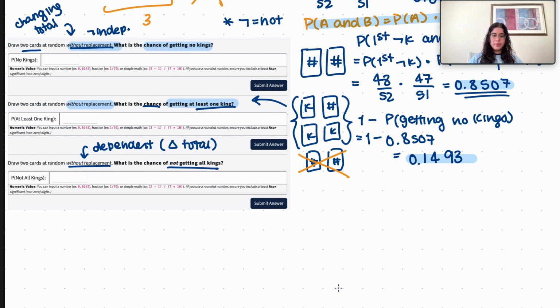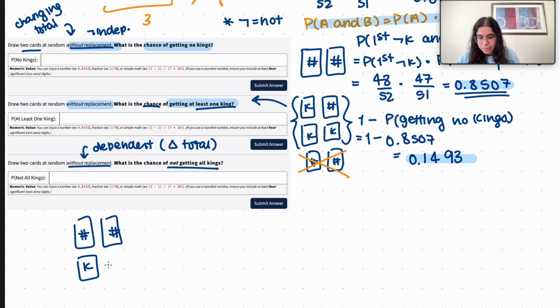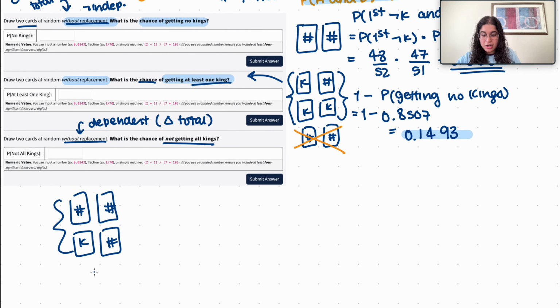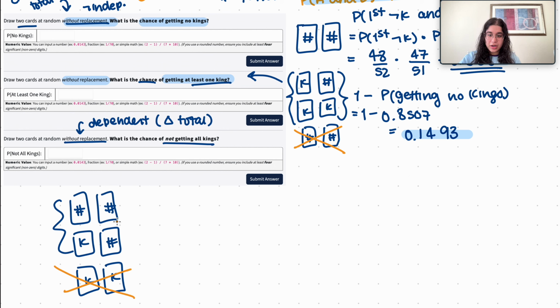And the chance of not getting all kings is the same thing as saying when you draw two cards, you can either pick two cards that are not kings. That's all right. You can pick one king, and then the other card could be anything else. The only thing that cannot happen is picking two kings. So you can either pick two cards that are not kings, or one king and one other card. You just cannot pick all kings. That's the same thing as saying not getting all kings.